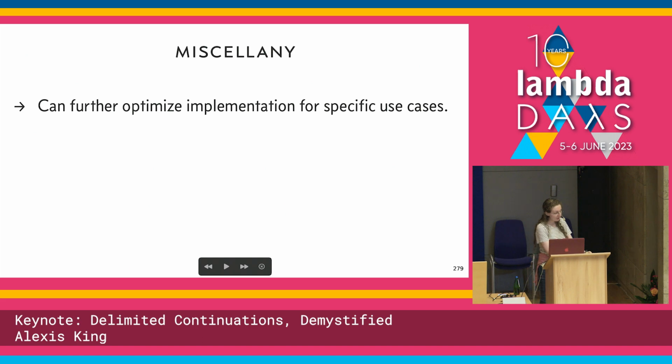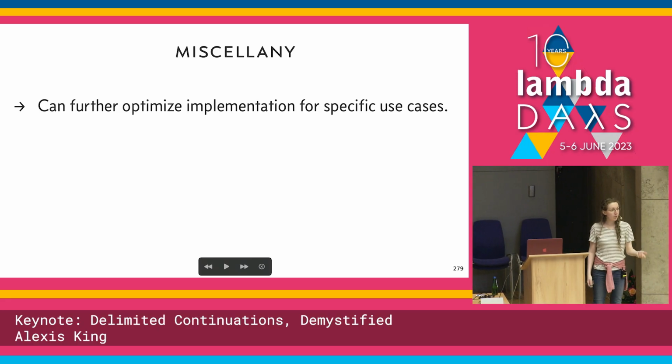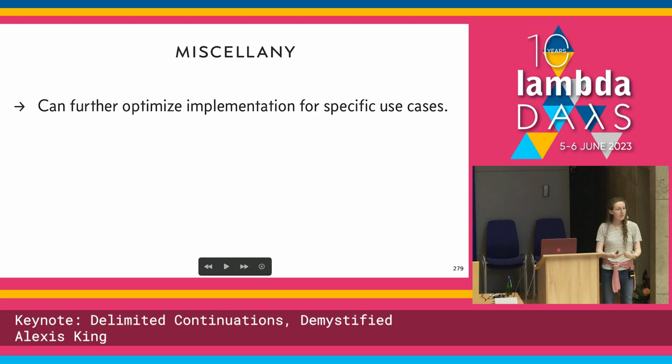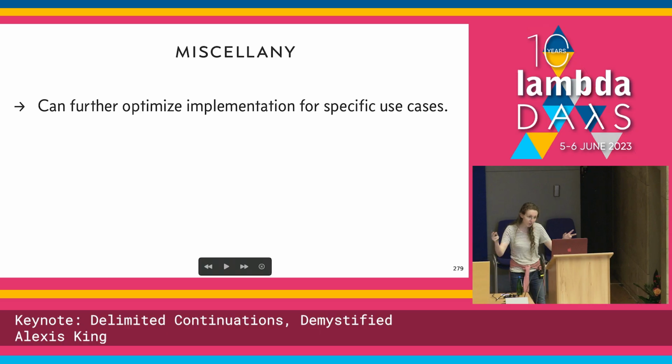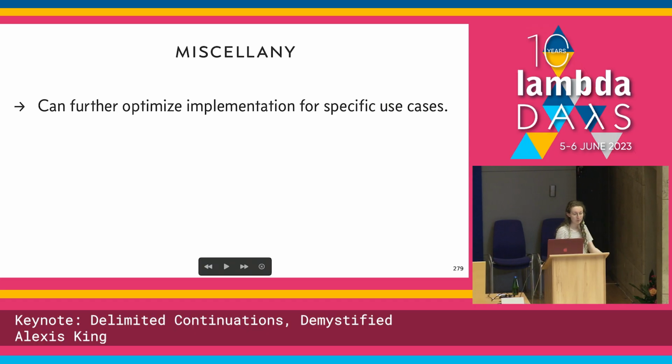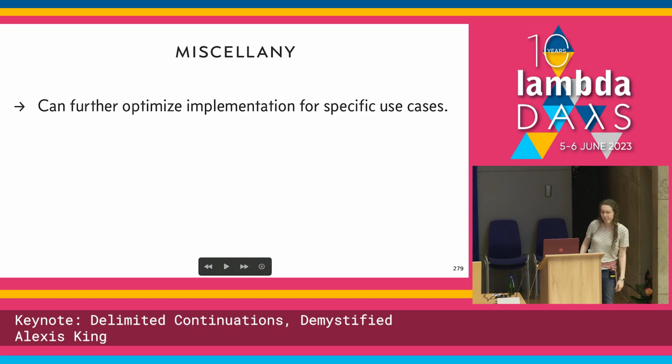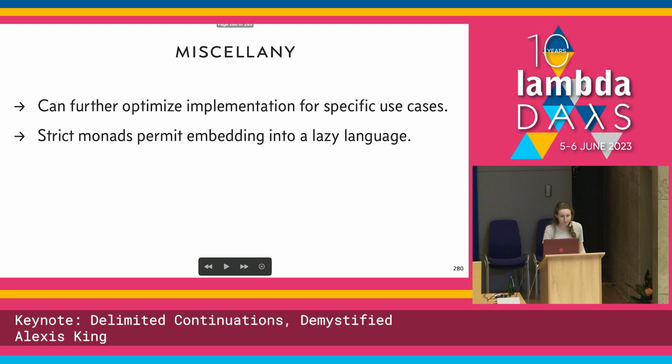If you have specific constraints, for example, you know that the continuation will only ever be invoked exactly once, or at most once, then you can avoid doing certain copies and things like that, which makes things more efficient. And in fact, OCaml, I believe, does have one-shot continuations, so they can just move memory around, and it doesn't have to do quite as much copying.